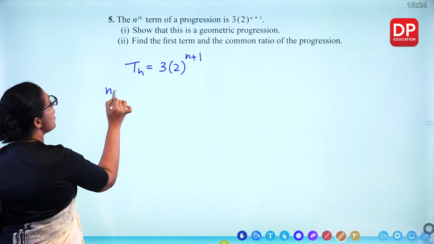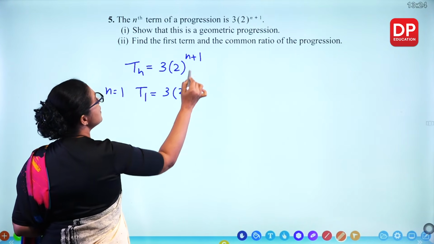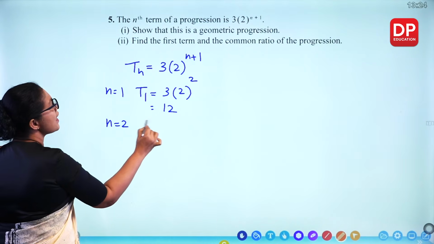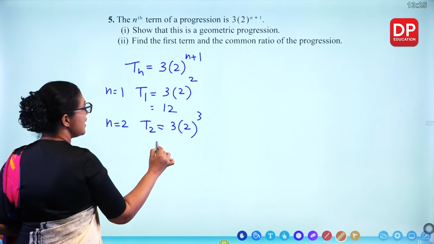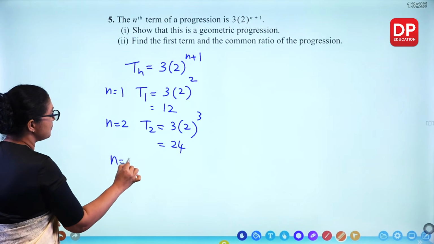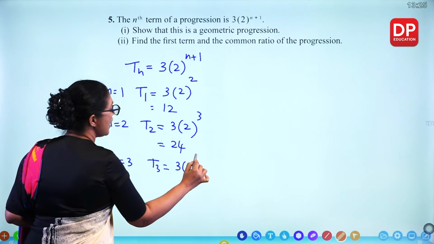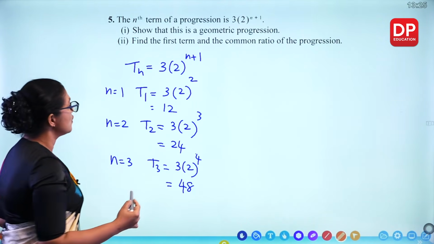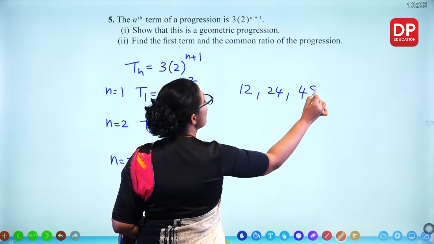So when n equals 1, you can find out the first term. 3, 2 to the power 2, 4 times 3, 12. When n equals 2, I can find out the second term. 3, 2 to the power 2 plus 1 is 3, 2 to the power 3 is 8, 8 times 3, 24. What's the third term? Third term, plug 3 for n. You get 4, 16 times 3, 48. So the first term is 12, second term is 24, third term is 48.